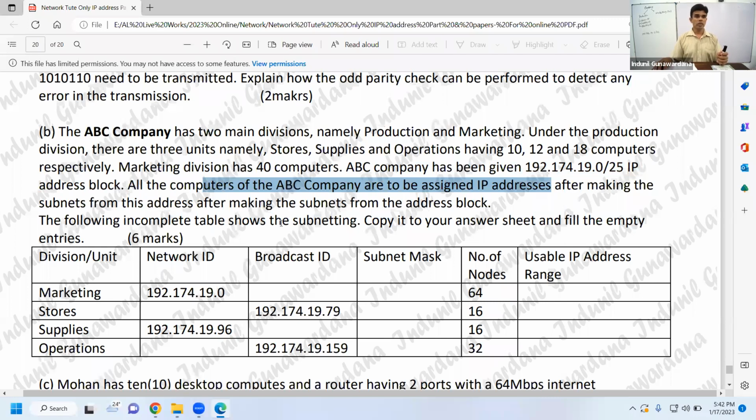The following incomplete table shows the subnetting. Copy it and fill the empty entries.